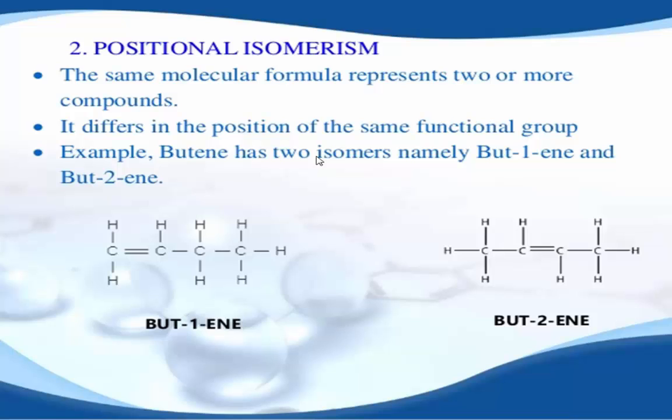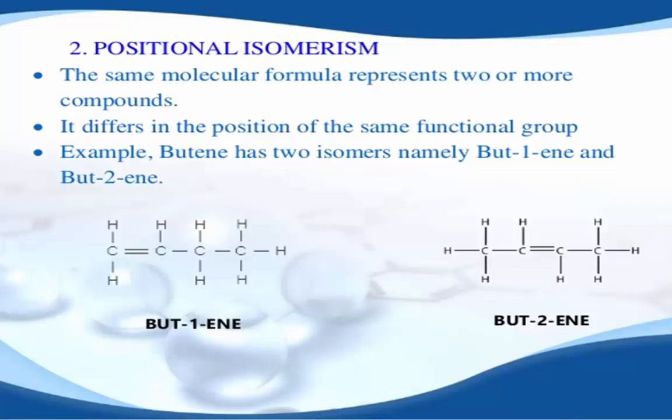Students, what is positional isomerism? The compounds having same molecular formula but change in the position of the functional group. But here the functional group is same. See here, but-1-ene and but-2-ene are best examples for position isomerism.